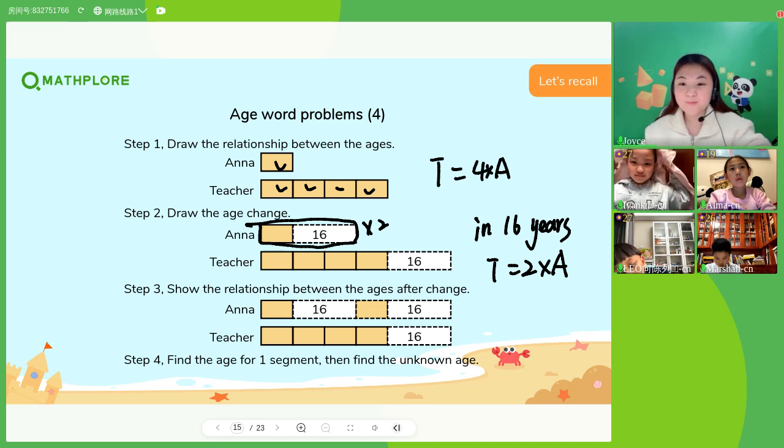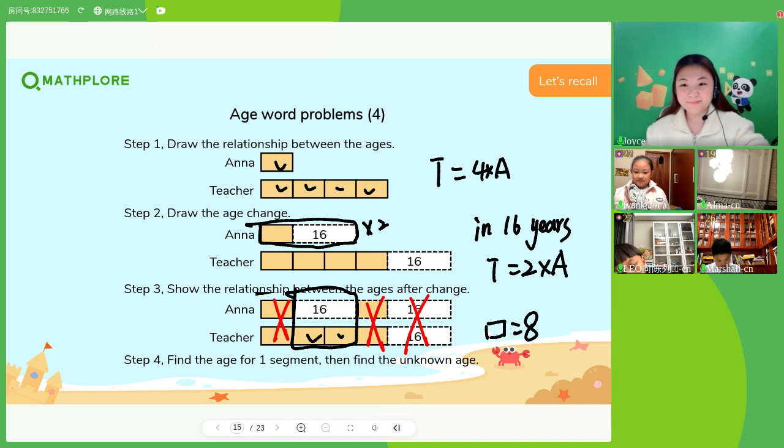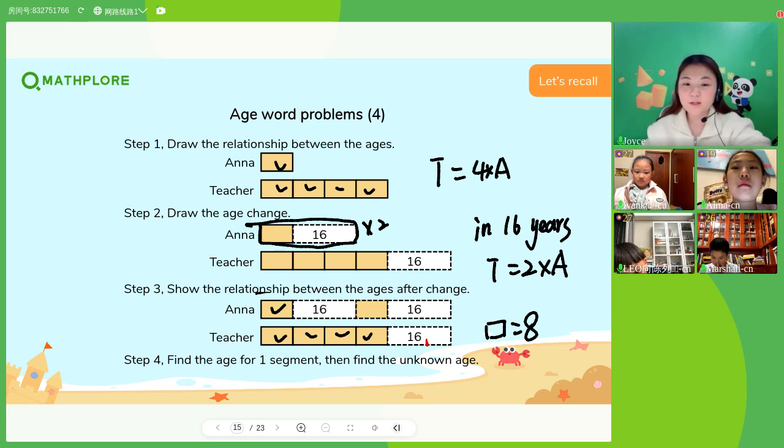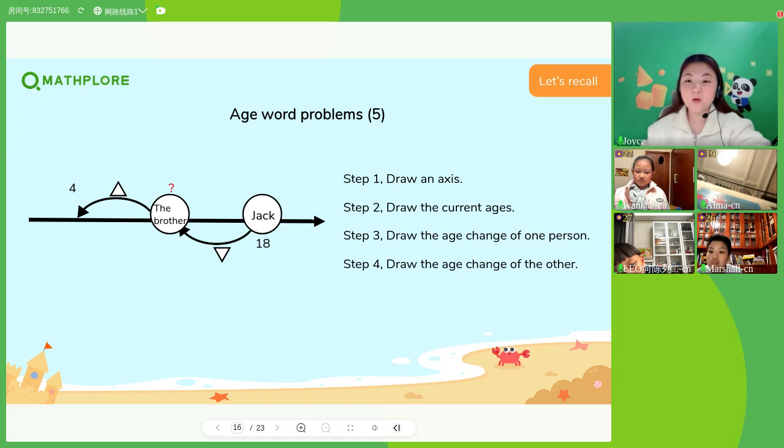So we just try to make their models become the same. We copy Anna's model, double her model here, right? And we know this time they represent the same age. When they are the same, we can take the same part away. Do you guys still remember? We take the same part away, the remaining part is still the same. That's how we find out every segment equals 8. Can you understand? Okay. So after finding out the value of every segment, we focus on the original model. Anna has 1, teacher has 4, to figure out how old they are this year, not in the future. Clear? Yes.